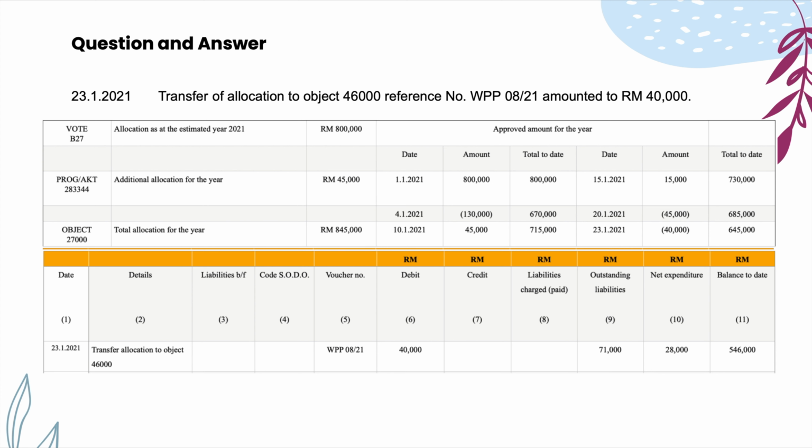So in Part 2, we will record as negative value, and that will give us a total date equals to 645,000. In Part 3, at the debit column, since this is not a liability, so we are just going to copy down the previous figure in outstanding liability. So the balance to date is reduced to 546,000 ringgit because the allocation has been reduced by 40,000 ringgit.